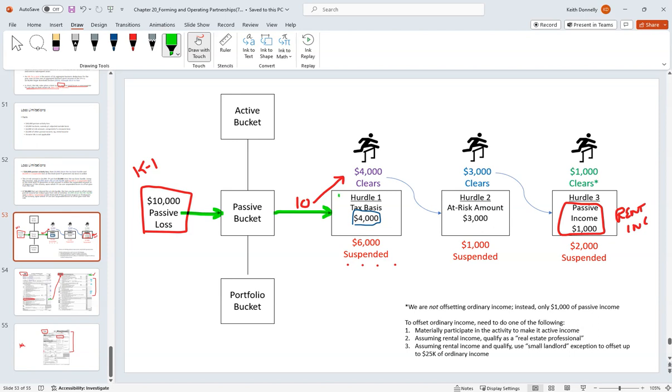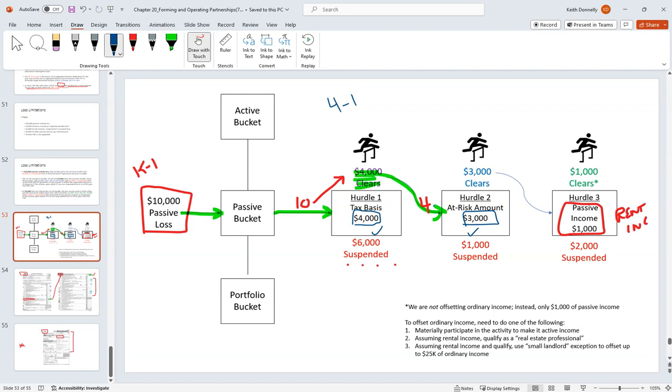All right, so we had 10 that came through, 4 clears. So we're then moving on to the second hurdle. We now have 4. Here, our at-risk amount is 3,000. Maybe it's 4 minus 1 of non-recourse. A lot of times these are going to be the same. In practice, it's very common to have your tax basis be your at-risk amount. In other words, there is no special non-recourse debt, but I just changed it here to show you how it would work.